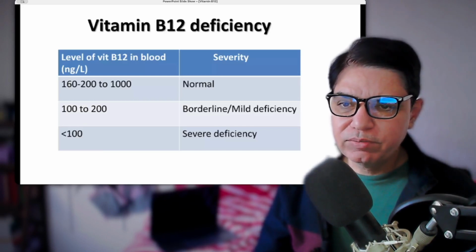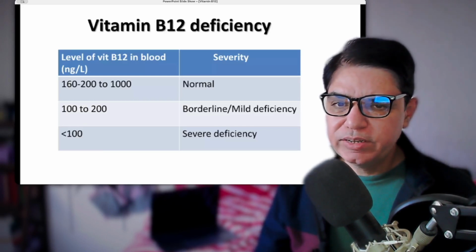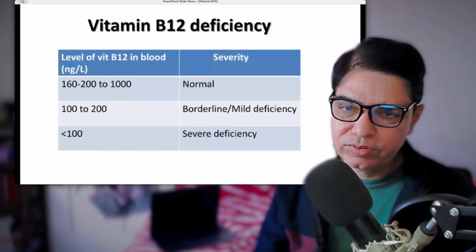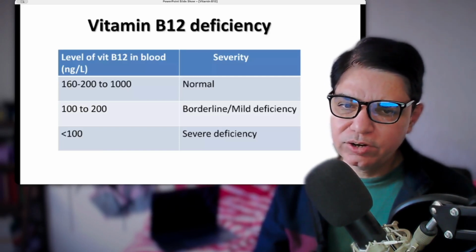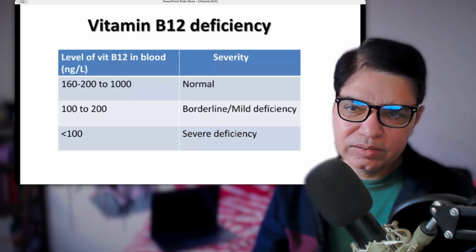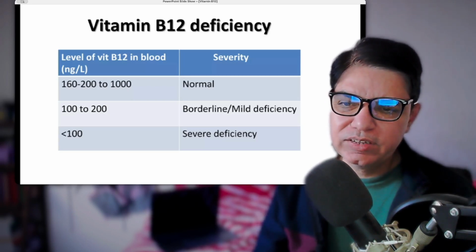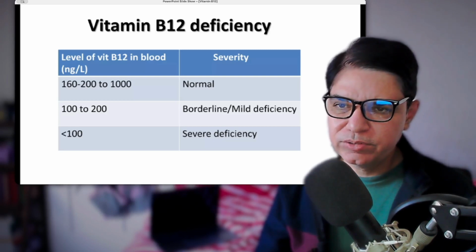Normal vitamin B12 levels in nanograms per liter, usually different labs use different reference ranges, but normal could be anywhere from 200 to 1000. 100 to 200 is considered borderline or mild deficiency, and less than 100 is considered severe deficiency. So this is nanograms.